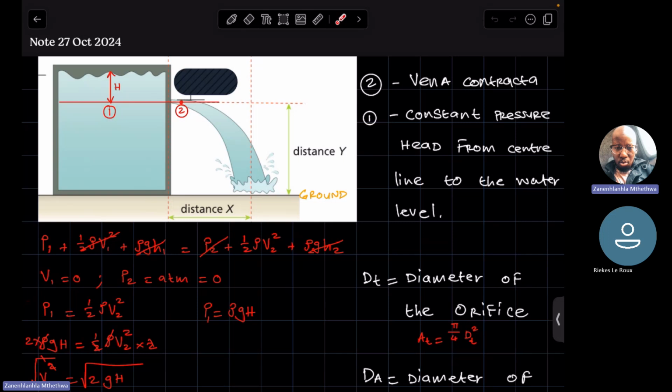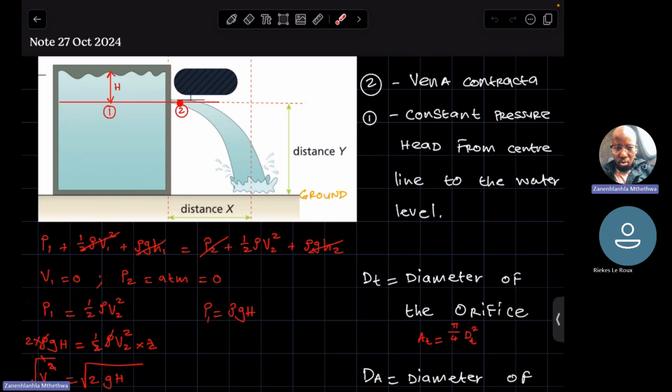The vena contracta is essentially when the water escapes from the reservoir through the orifice. It jets out of the orifice, and before falling to the ground, there is a point where the water jet is the least in terms of diameter or area. That point where the water jet has the least diameter or the least area before it falls down to the ground is what we refer to as the vena contracta, and its diameter or area is what we refer to as the actual area.